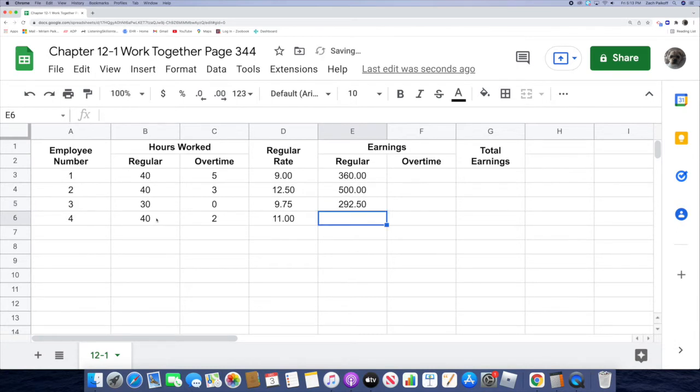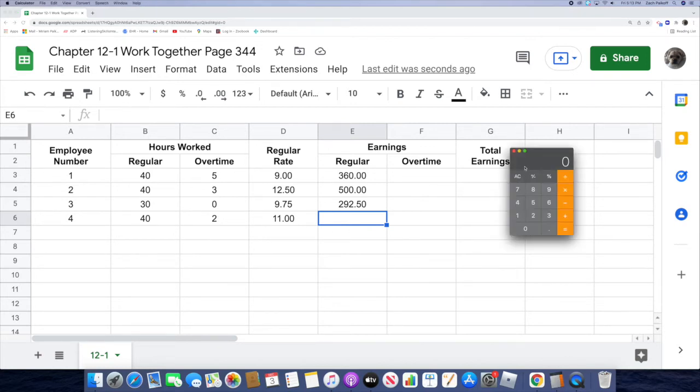And for employee number 4, they worked 40 regular hours, and they had a regular rate of $11 per hour. So if we take the 40 regular hours worked for employee number 4 and multiply them times the regular rate of $11 per hour, that will give us $440, which are the regular earnings for employee number 4.